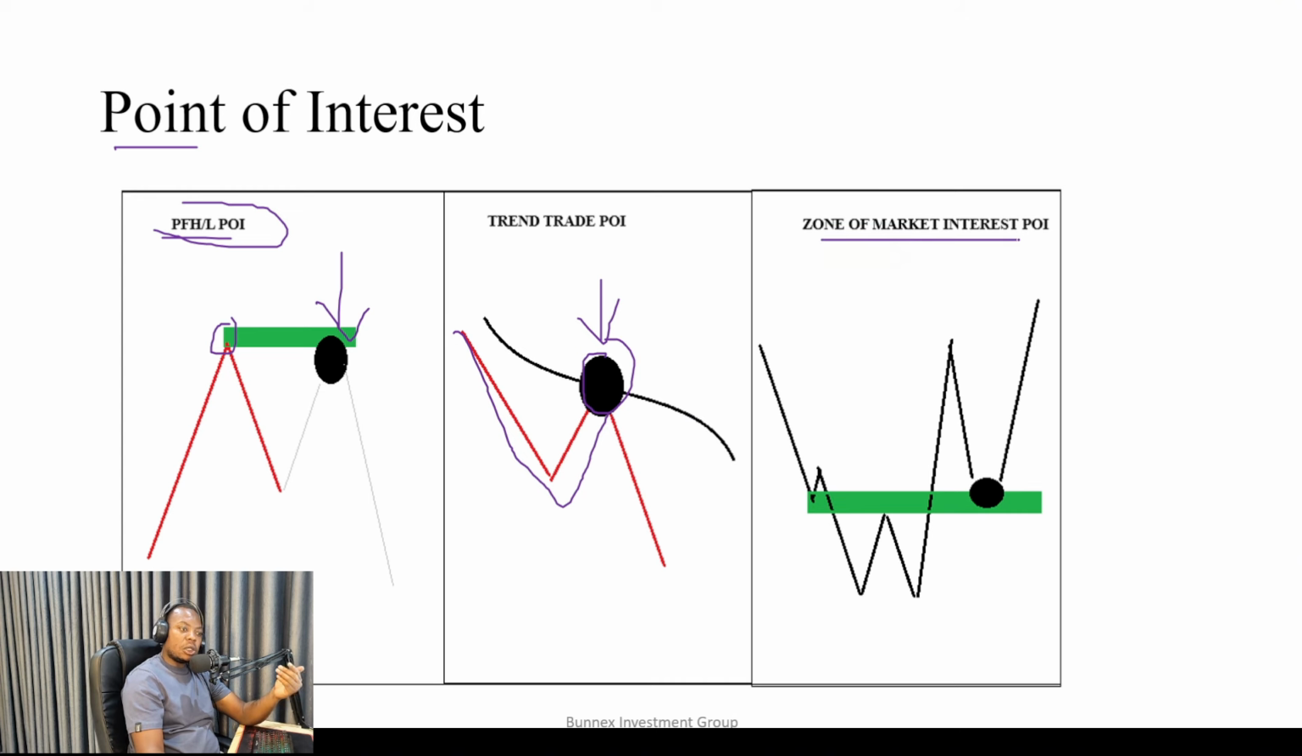Then the other one is the zone of market interest, which is another point where I expect to get an entry confirmation. In that instance, it's derived from a previous cycle into the new current cycle. When the market pulls back to that particular point, I expect to find an entry confirmation like what is being shown here. So these are the points that I call points of market interest. They are only determined when you've made your market analysis.